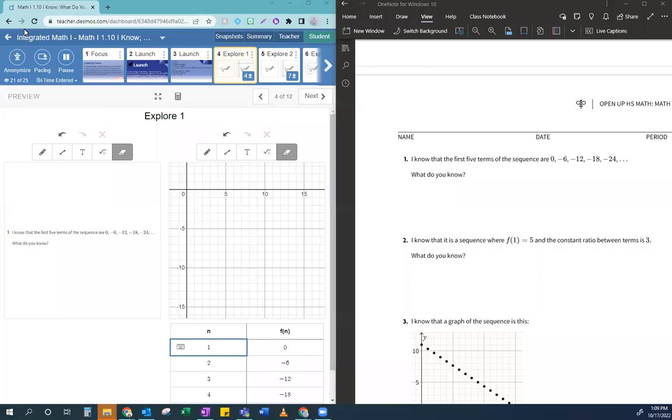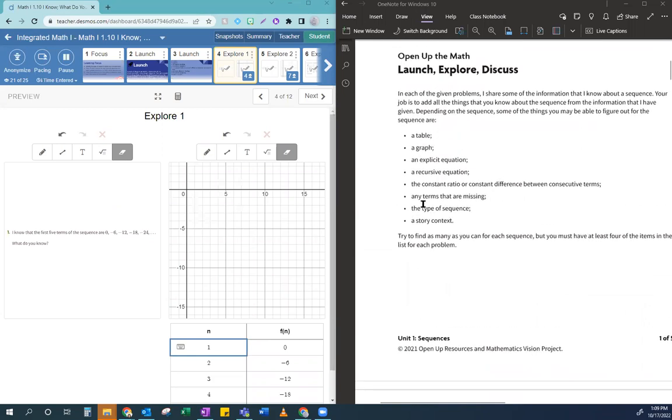All right, so we're going to go over 1.10 Desmos, and this is also in your notebook. Up here, it talked about how I'm going to give you some information, and you're supposed to give me more information.